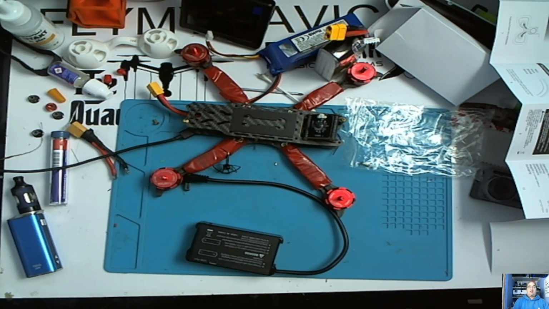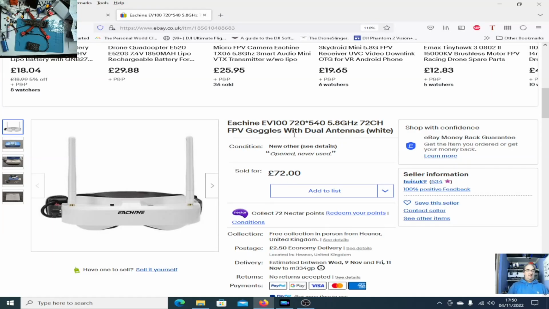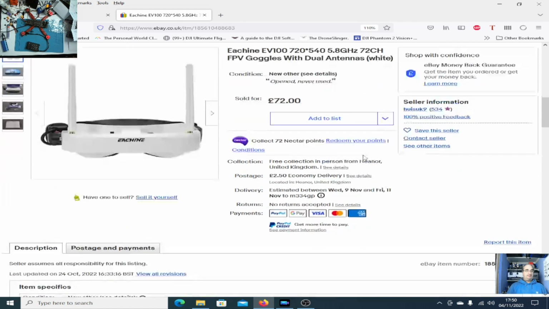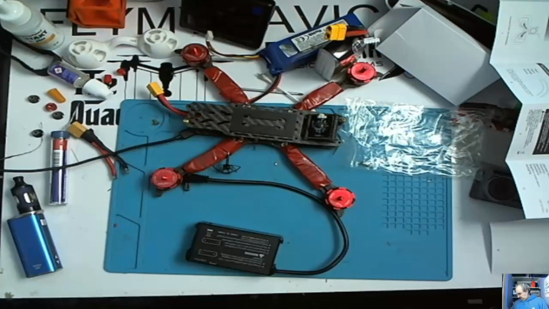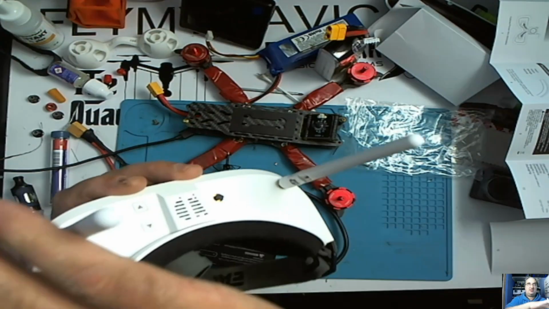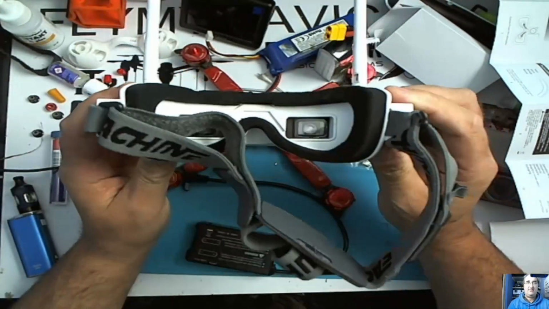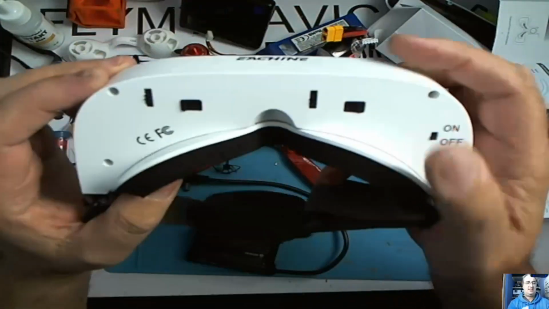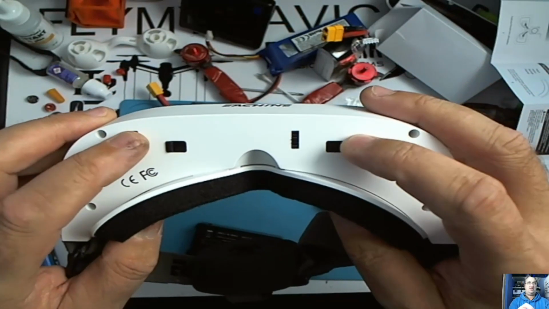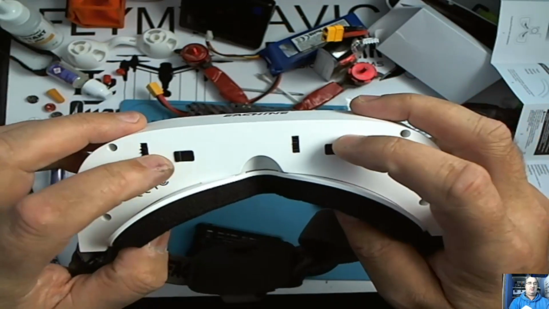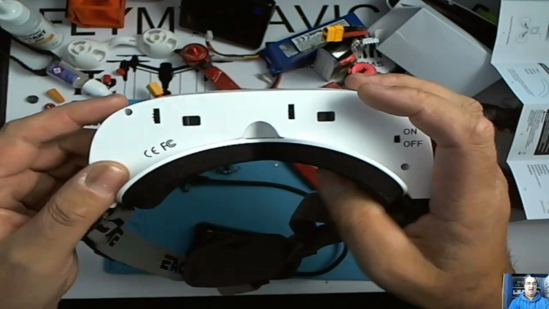I've been looking around trying to find a pair that aren't too expensive, and I found a pair: EACHINE EV100, 720 by 540, 5.8 gigahertz, 72 channel goggles with dual antennas. Ordered them a couple of days ago and they've arrived, and here they are. I'm very surprised to see that, yes, on the bottom here you can adjust the length of the lenses and of course the distance between the eyes.